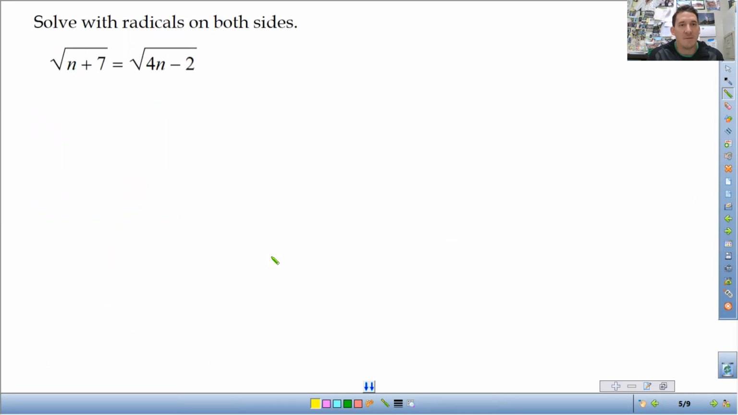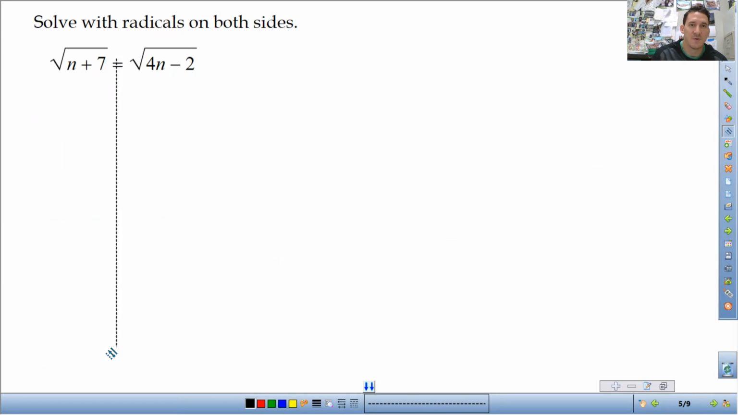All right. Here. So this looks like it can be intimidating because there are 2 radicals. Who wants to deal with 2 radicals? But this is actually super simple. All right, the first step we want to do is get rid of those radicals. So I'm going to start off by squaring both sides. The square and the square root cancel each other out. So I just have n plus 7 is equal to 4n minus 2.